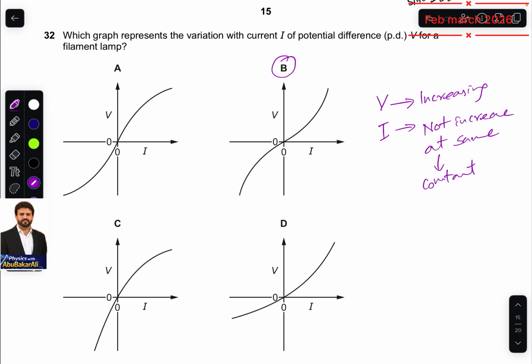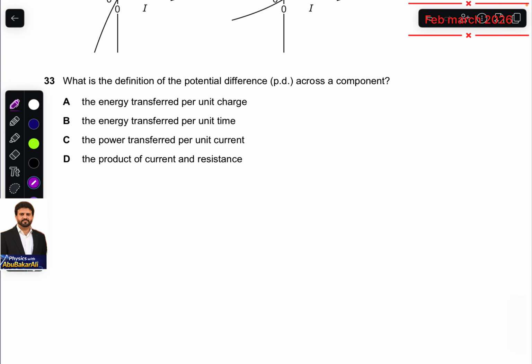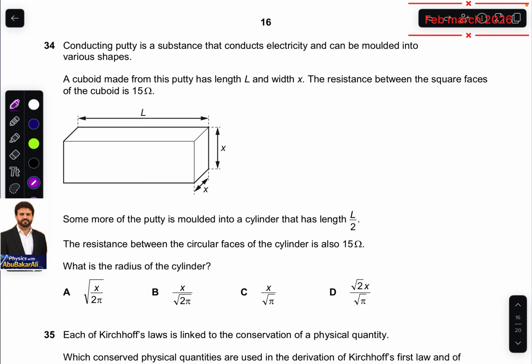Potential difference can increase because resistance is increasing in a filament lamp. So whenever resistance is increasing, it makes it harder for the current to flow. And potential difference will keep on increasing with resistance, sorry. Question 33. What is the definition of potential difference across a component? Okay, it's the energy transfer per unit charge. Very easy.